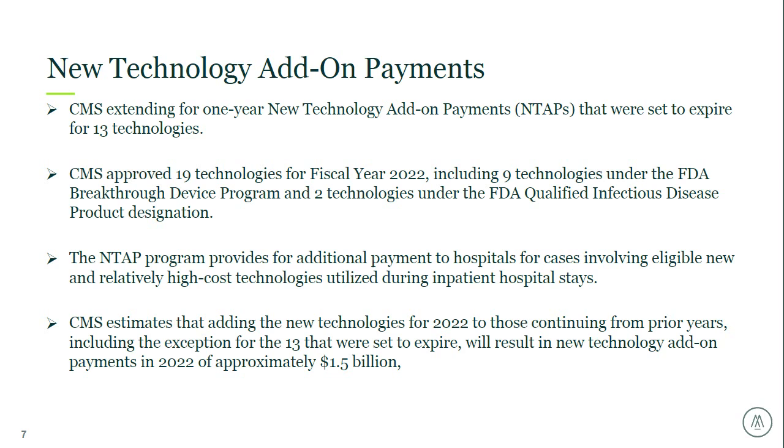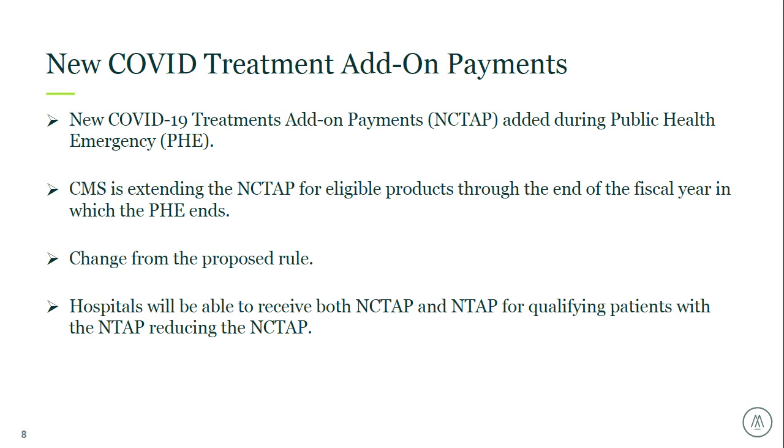There's also new COVID-19 treatment add-on payments. These were added during the pandemic. COVID-19 add-on payments will be available for eligible products through the end of the fiscal year in which the pandemic ends, which, as we all know, we don't know when this is going to end, so this could go on for quite some time. However, there was one change from the proposed rule. Hospitals will be able to receive both new COVID treatment add-on payments and new technology add-on payments for qualifying patients, with the new technology add-on payment reducing the new COVID technology add-on payment. So you get both, but maybe not the full amount.